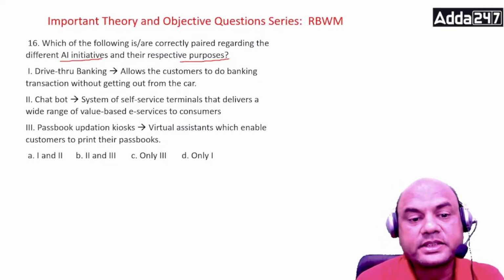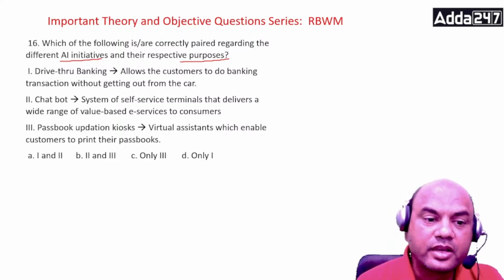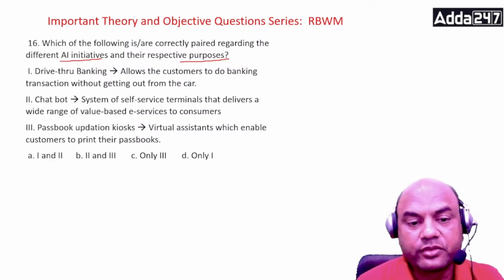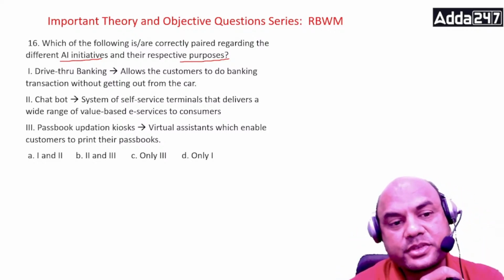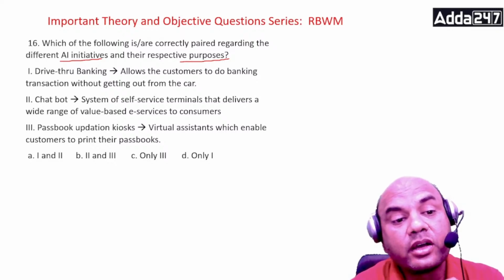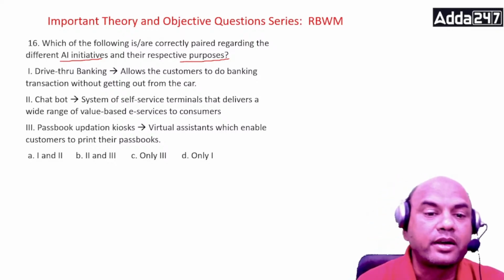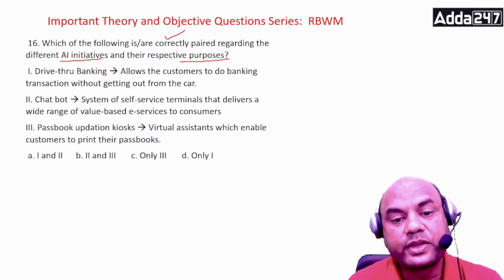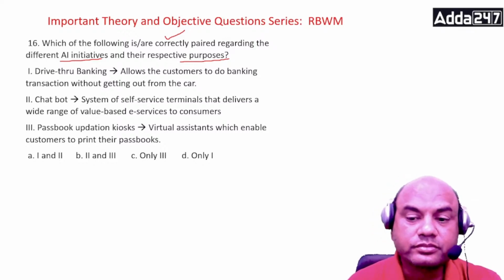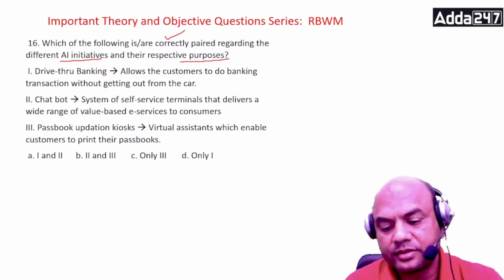Chatbot: a system of self-service terminals that delivers a wide range of value-based e-services to the consumer. Passbook updation kiosk: virtual assistants which enable customers to print their passbooks. So which one is correctly paired? Okay, always look at the question. Do you want correct or not correct? Always focus on this. So which one is correctly paired over here? Think.